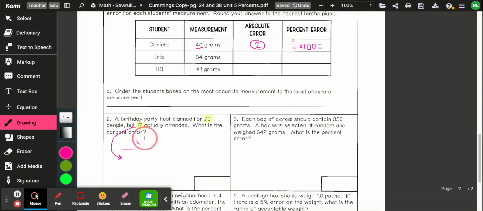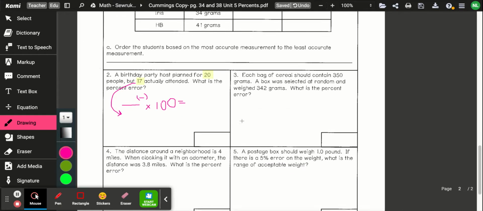I'm going to write a minus sign so you know that you have to subtract those two numbers. That goes here, divided by the 17 people that actually came, and then you are multiplying by 100. That will give you your percent. You put it in the answer box.